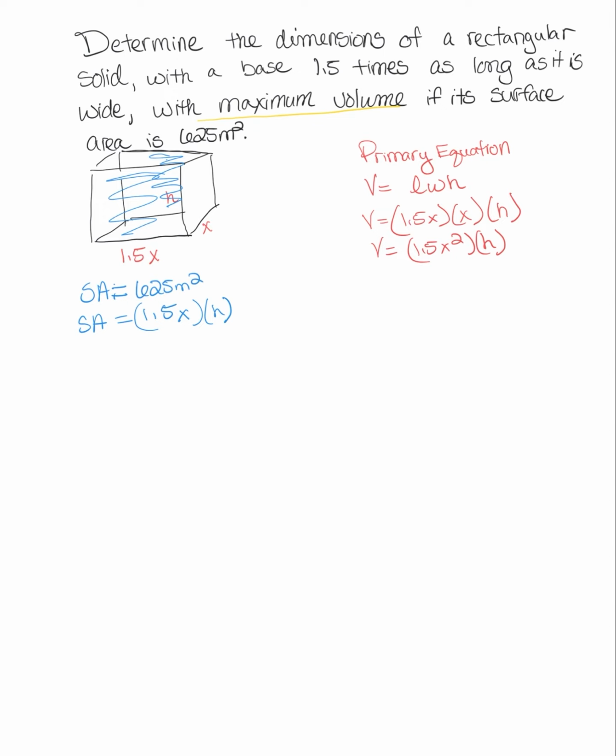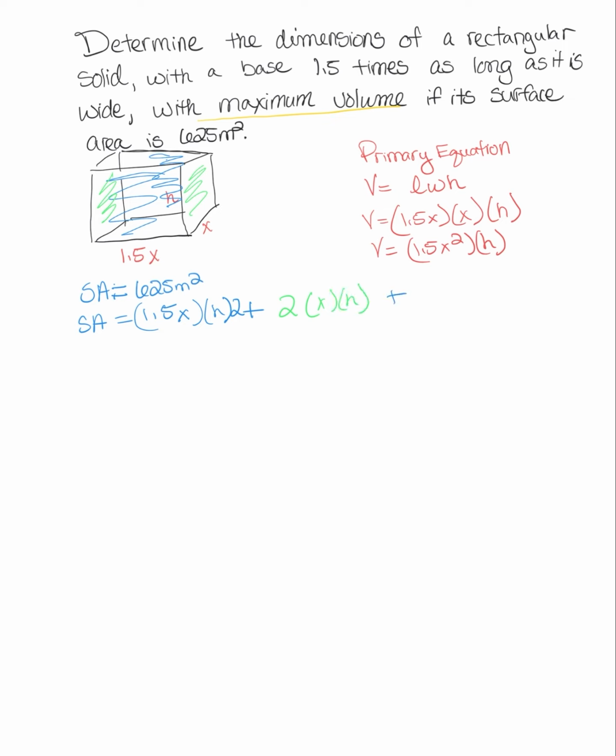Plus, then we're going to have these two sides. And the side is going to be equal to, oops, I messed up. We have 2 of these, okay? And then we have 2 of the sides that are in green. So we have 2 times x times h.